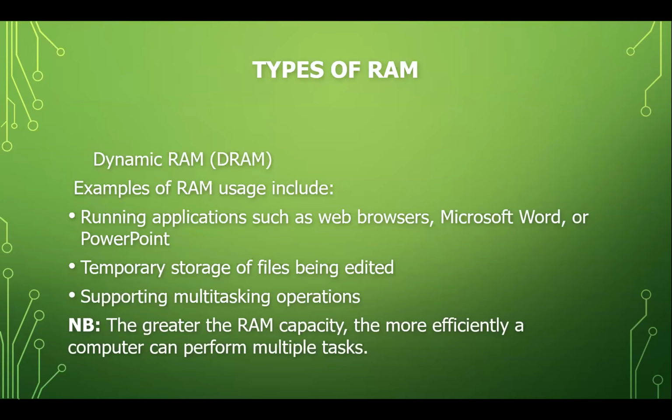And here's an example of a RAM. It includes the DRAM and SRAM. The DRAM is the most common type. It runs applications such as web browsers, Microsoft Word, or PowerPoint. It has temporary storage of files being edited. It also supports multitasking operations. It is important to note that the greater the RAM capacity, the more efficiently a computer can perform multiple tasks.